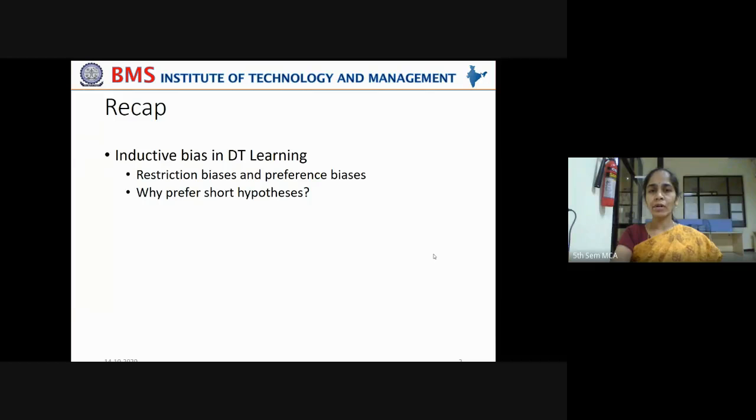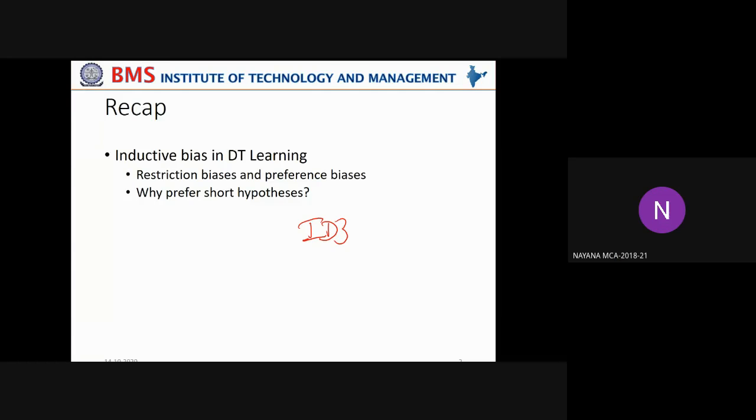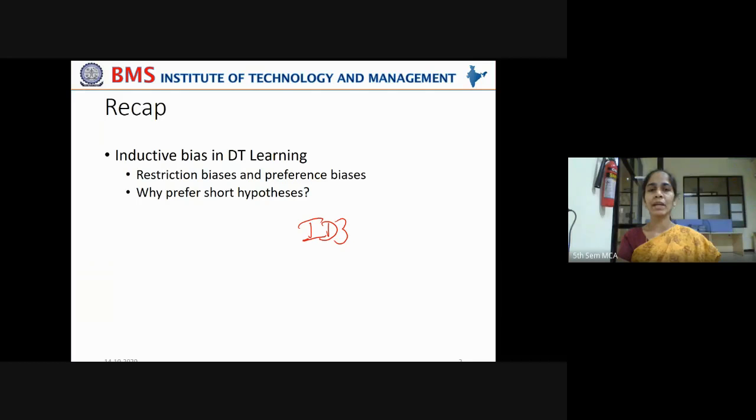Now I have a small question for you. Does ID3 prefer restriction bias or preference bias? Can anybody answer? The ID3 algorithm is used for building decision trees from the training examples. What is its strategy? Which one does it take as its inductive bias? Preference bias. Very good. It's preference bias.